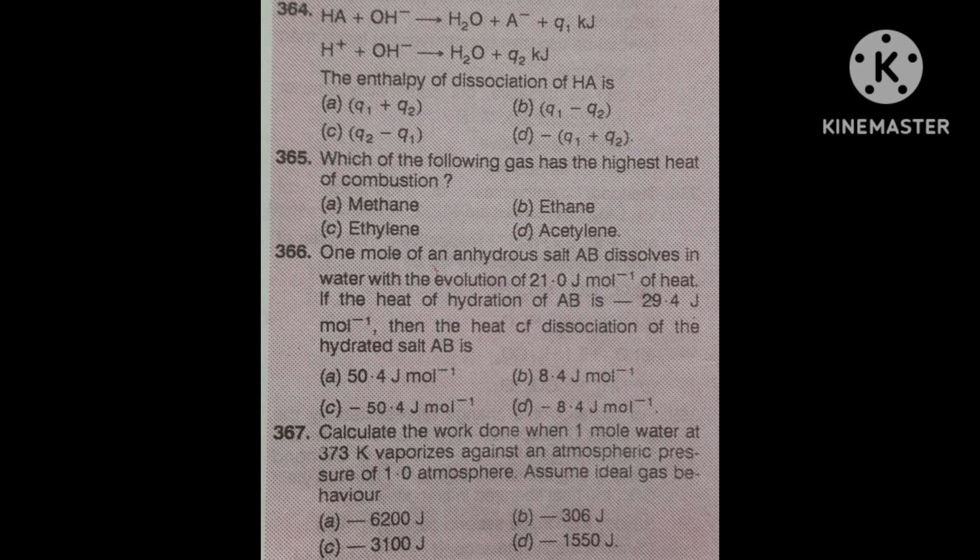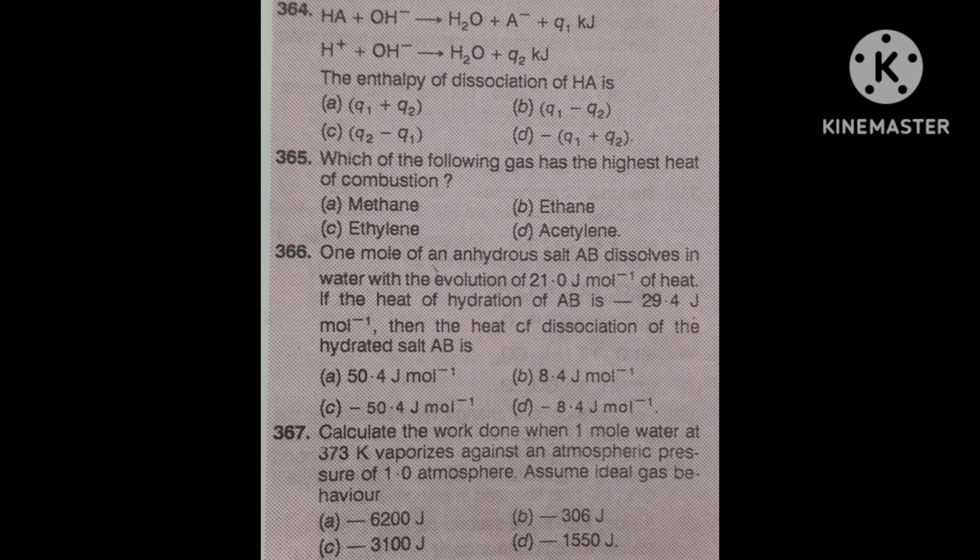See, the first reaction is AB solid plus aqueous, it will form AB aqueous. Correct? That is, you have dissolved AB in water. AB solid, anhydrous, you have dissolved in water, then it becomes a solution, AB aqueous. Delta H value is given as minus 21 joule.